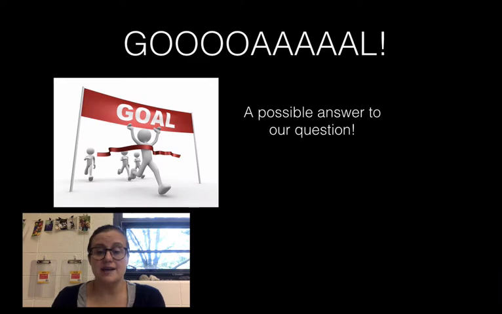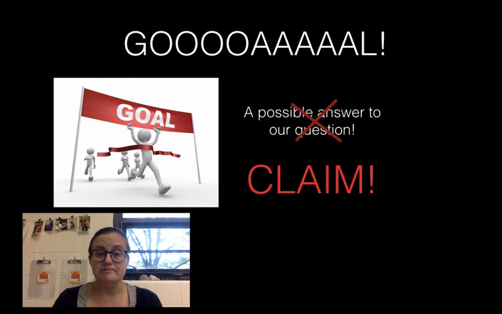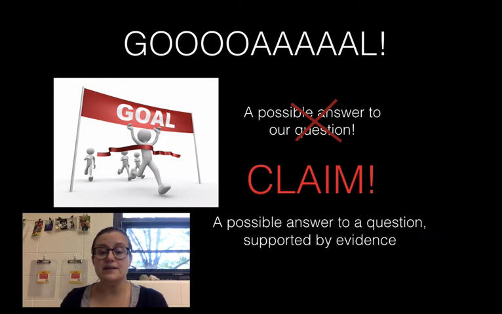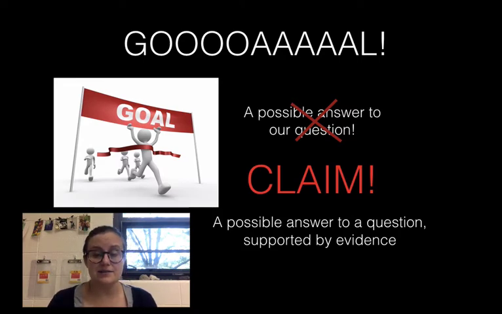The goal for science is going to be a possible answer to our question. But we already know that in science we aren't going to call it a possible answer. We have a better name for it. We're going to call it a claim. And a claim is a possible answer to a question that is supported by evidence. This is not just a guess. This isn't just an idea that you had. It is a possible answer that is supported by evidence.